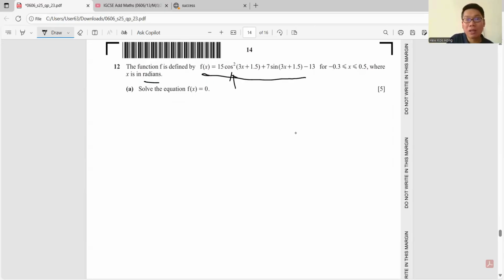We have cos square, we have sine. So we know sine square and cos square we can interchange, but power 1 we can't change. So everything needs to change to sine only. Convert my cos square into 1 minus sine square.